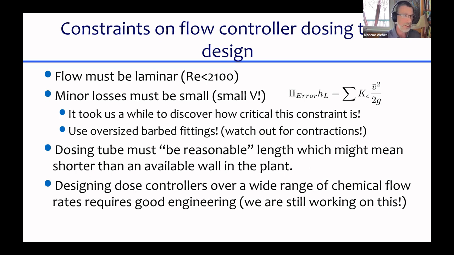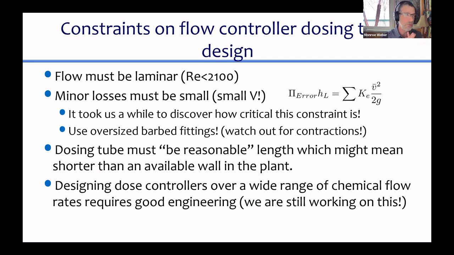The flow has to be laminar in the dosing tubes. Minor losses have to be small. And in order to get minor losses to be small, it requires both that the velocity has to be low and that the minor loss coefficients have to be small. There's going to be a limit to how small you can make the minor loss coefficients because there has to be an entrance to a tube and there has to be a change in diameter at the end where it's exiting. And so there are going to be some expansion or contraction losses.